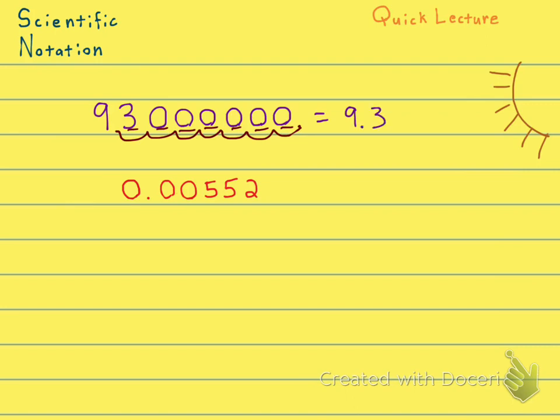Okay, this number is always going to be less than 10 and at least as big as 1. And then I'm going to write it times 10 to the power of 7 because we moved 7 decimal places.